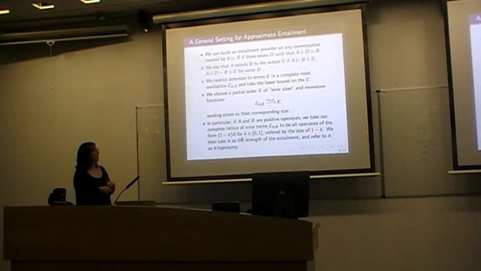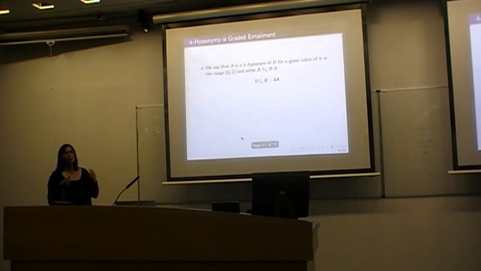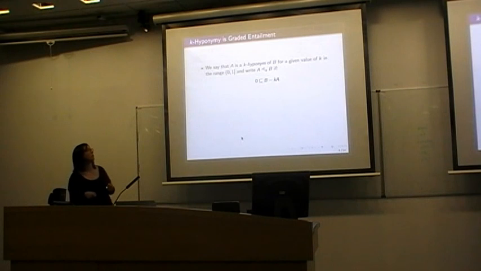So in particular, if A and B are positive operators, we take the lattice to be all operators of the form 1 minus KA, which is ordered by the size of 1 minus K. And then we take K to be the strength of the entailment, and we call that K hyponymy. So hyponymy is basically the is-a relation. So you've got a dog is a mammal. So the dog is a hyponymic mammal.